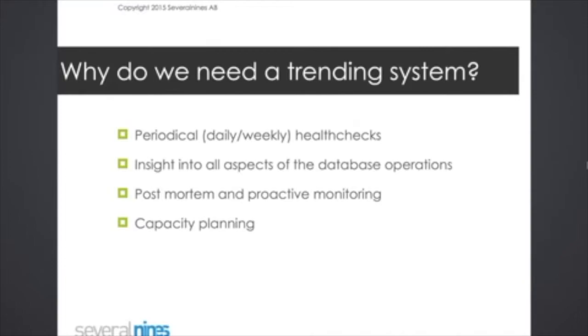And last but not least, we need a trending system for capacity planning. The trending system should be able to provide us with historical data, and with this historical data we can derive some trends. We can figure out whether the load on the system is going up or it's stable, what the ratio is, and whether we have to plan for an upgrade soon or not. This kind of information.